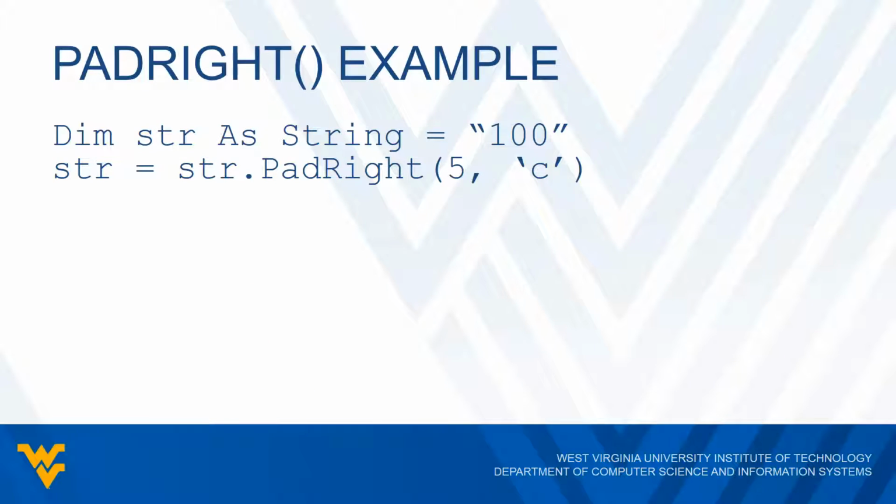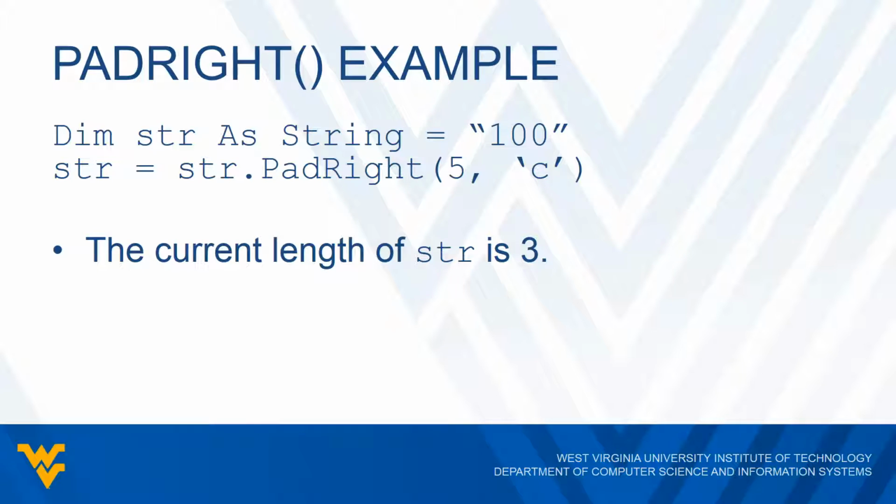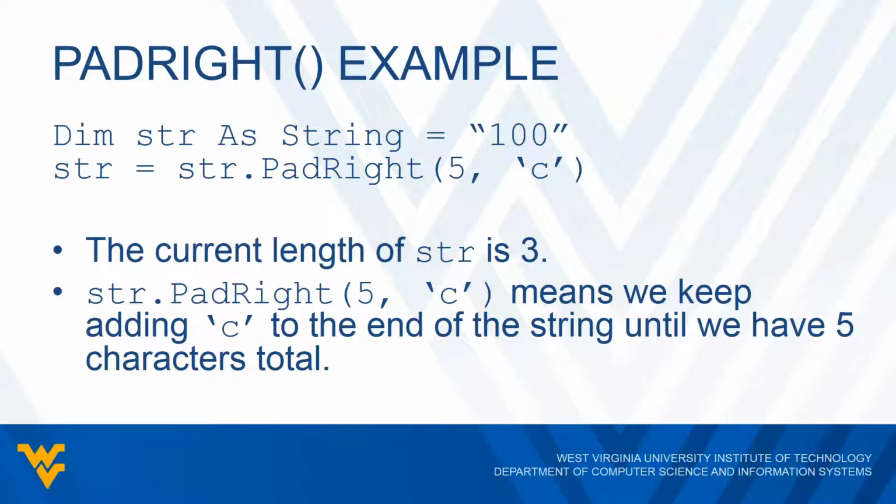Here is an example of how we would use the padRight method. Our original string str is going to be 100, and then we see that we're going to call padRight where we pass a 5 and then the character C. Our original length is 3, and our method is saying that we're going to keep adding C at the end of the string until we have 5 characters. That means that we're going to add 2 C's to the end of the string in order to get length 5. And that means that our new string is going to be 100cc.